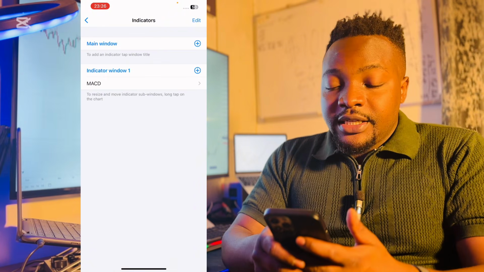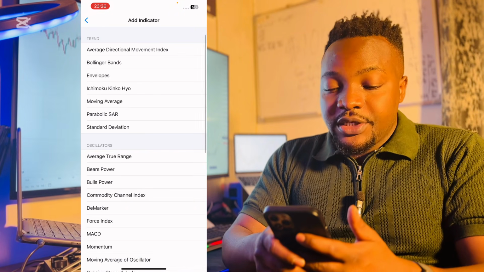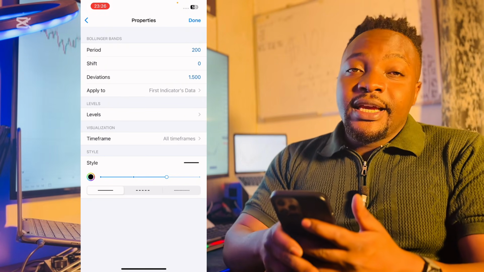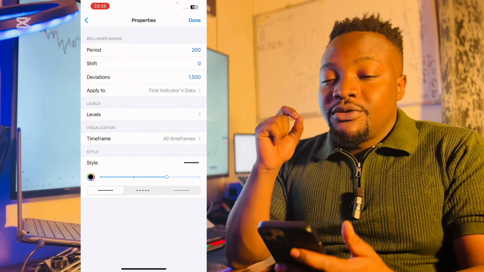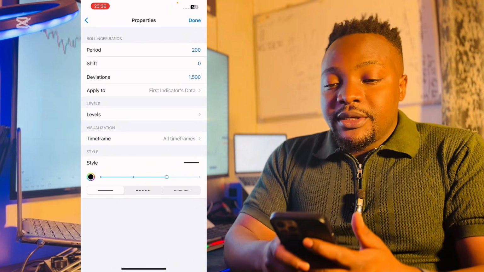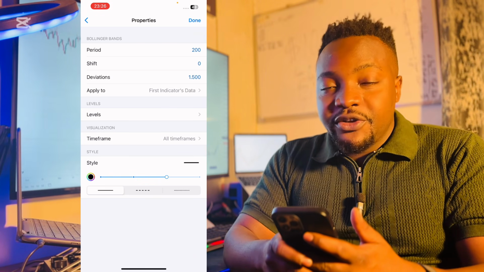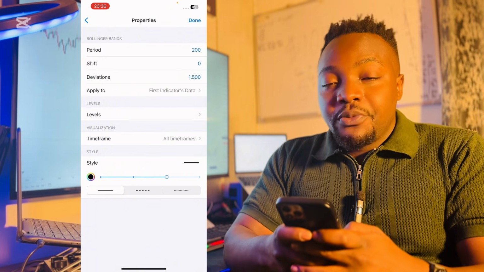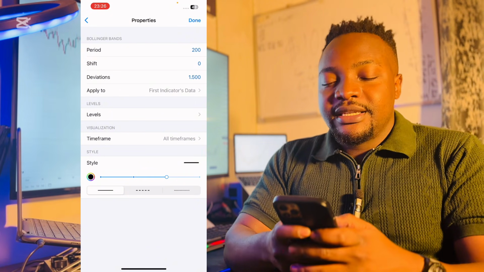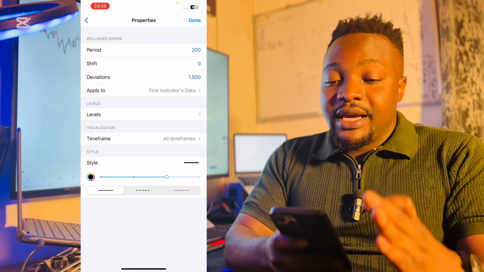The next indicator that we're going to need is going to go under our indicator window 1. So make sure you click indicator window 1, and we're going to add the Bollinger Bands. These are trend indicators, and they're really going to help us find our trend when we want to catch those spikes. The properties for this indicator are as follows. The period is going to be 200, the shift is going to be 0, the deviation is going to be 1.500, and apply to first indicator's data. Make sure you remember that part so that this whole strategy can make sense.